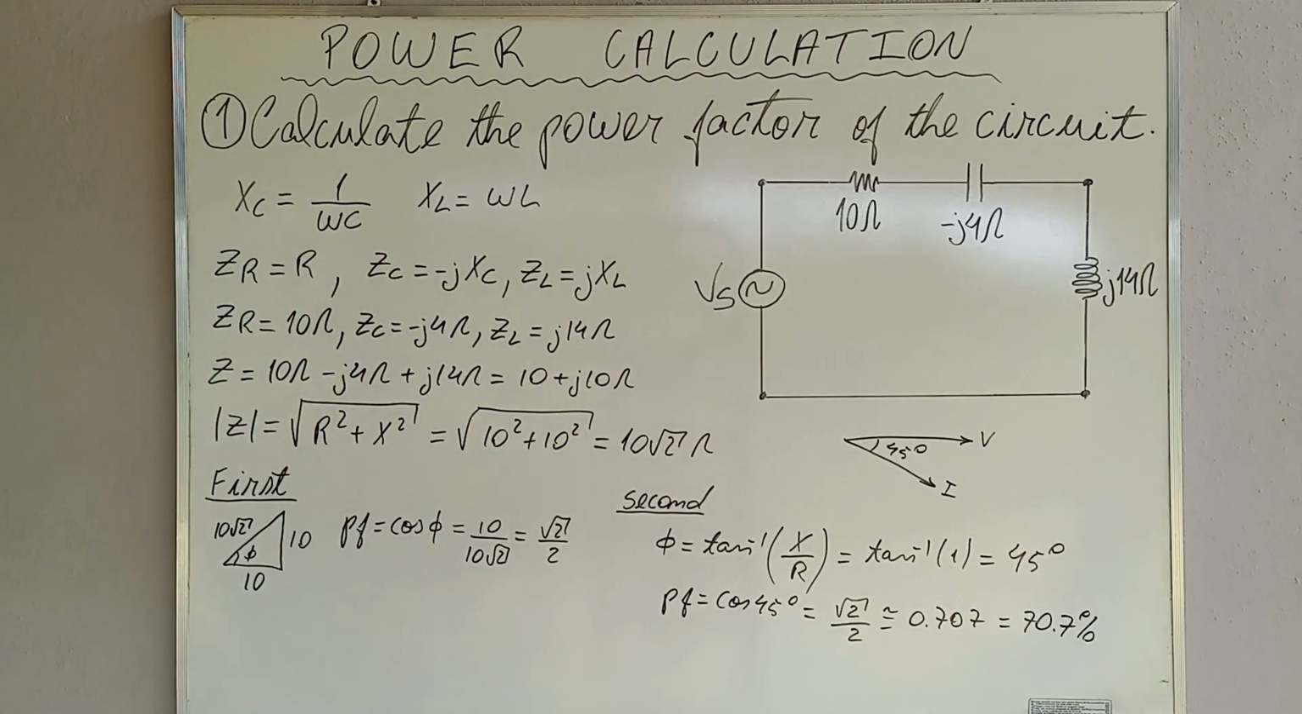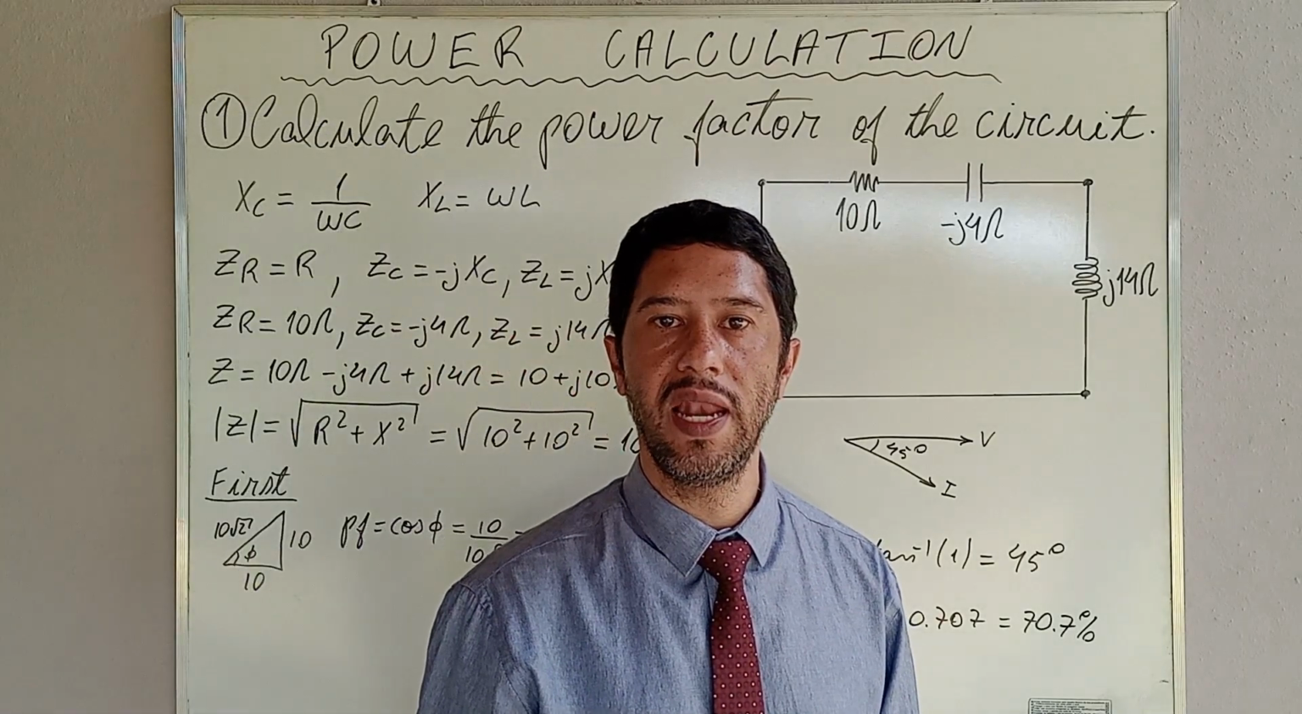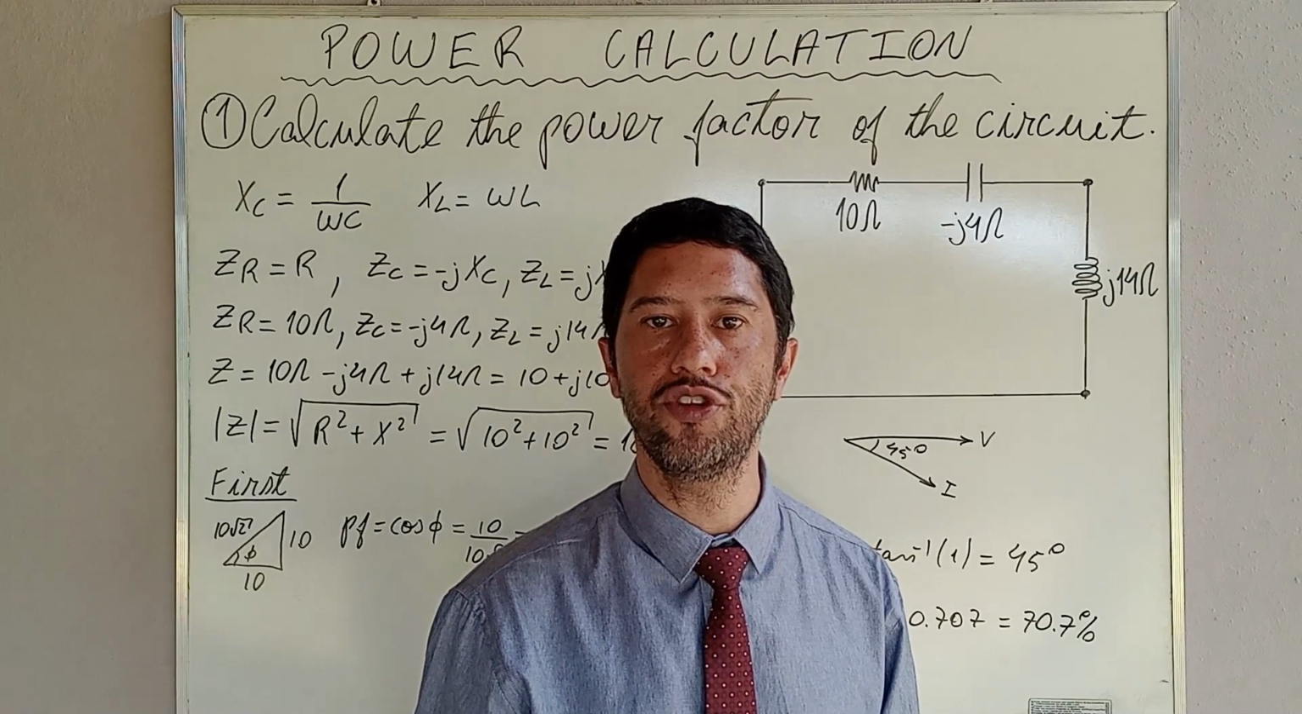What does it mean? It means that the power factor of 0.707 indicates that about 70.7% of the apparent power is converted into useful work. And this is all for the discussion of exercise number 1. Let's go to the next. Let's go to exercise number 2.